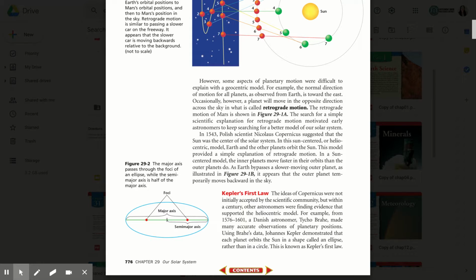For example, the normal direction of motion for all planets as observed from Earth is toward the east. Occasionally, however, a planet will move in the opposite direction across the sky in what is called retrograde motion. The retrograde motion of Mars is shown in figure 29.1a. The search for a simple scientific explanation for retrograde motion motivated early astronomers to keep searching for a better model of the solar system.